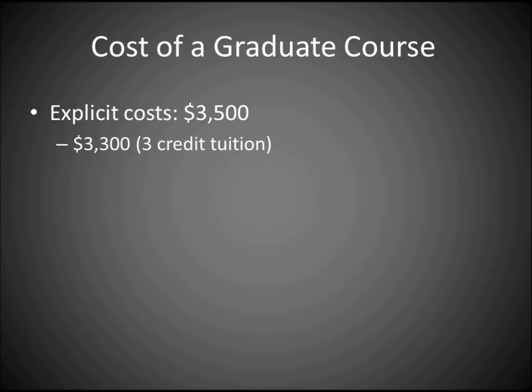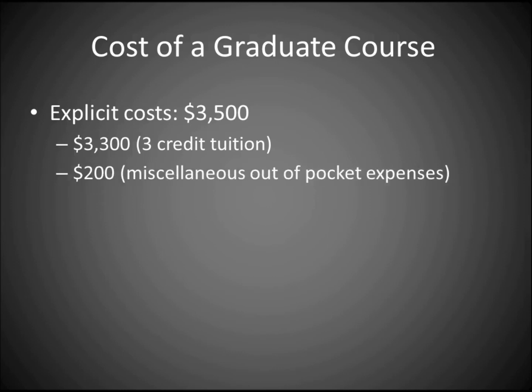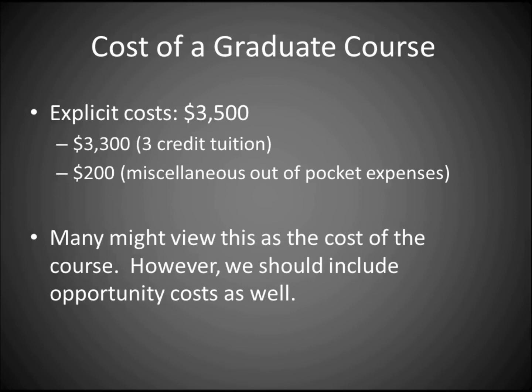So what is the cost of taking a graduate course? There's some explicit costs, right? $3,300 for a 3-credit course. And maybe $200 out of pocket expenses for some books and some pens and some notebooks. Many people would view these explicit costs, these obvious out-of-pocket costs, as the cost of taking this course.